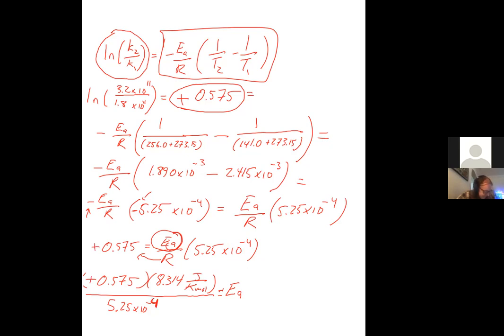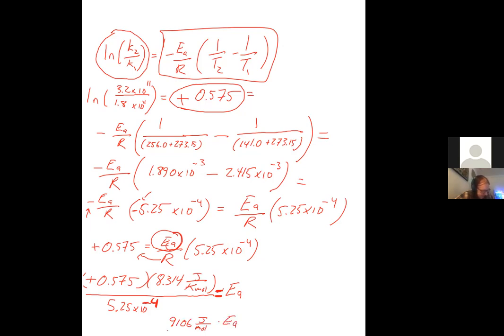That's a 4, by the way. Okay. So now 0.575 times 8.314 times 10. It's just 8.314. 0.575 times 8.314 divided by 5.25 times 10 to the minus 4. And okay, now that's a minus 4. Okay, so you get 9106 joules per mole.